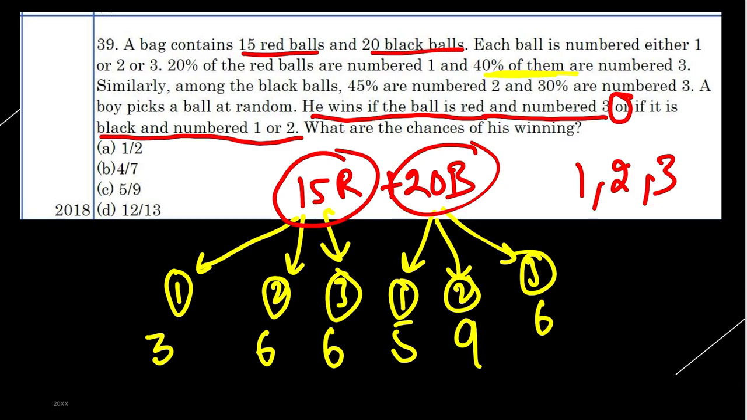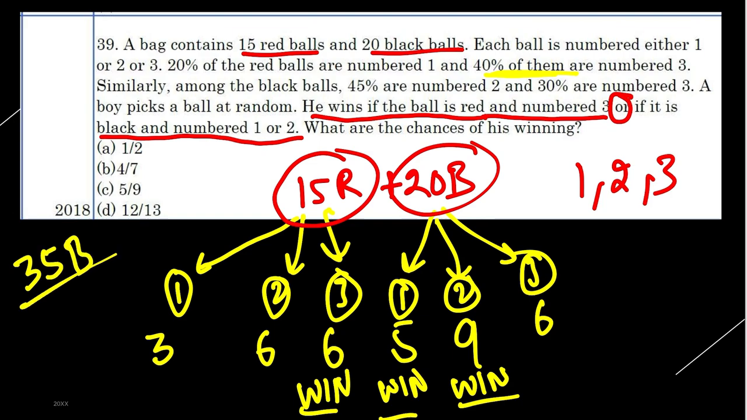Now the person wins if he picks a red ball number 3. Either he could win here or he could win with black number 1 or black number 2. So these are the places where he could win, right? So what is the probability of him winning? How many balls are there in total? 35 balls. So where could he win?